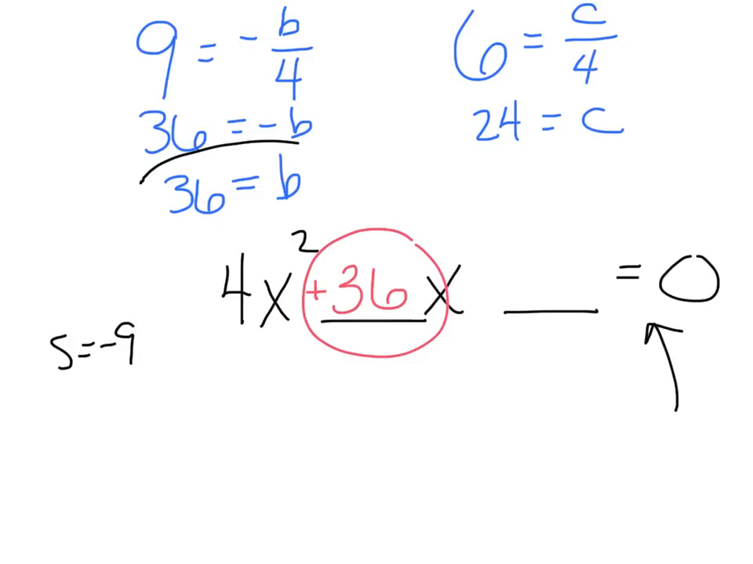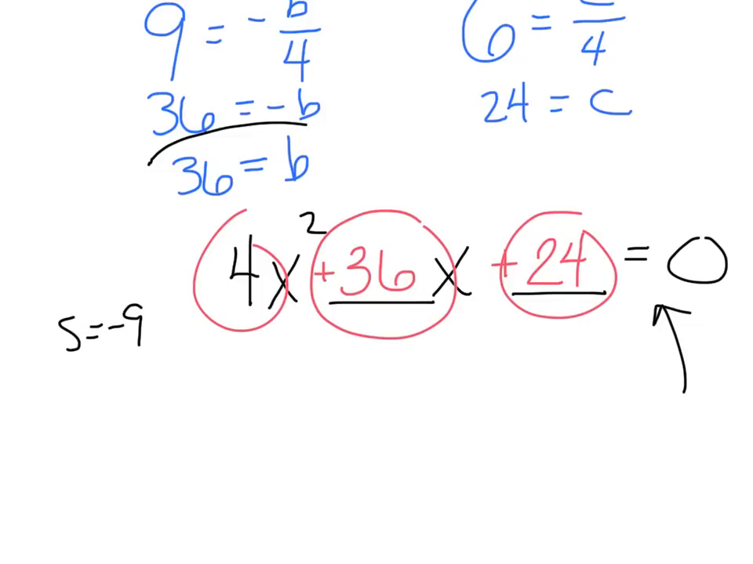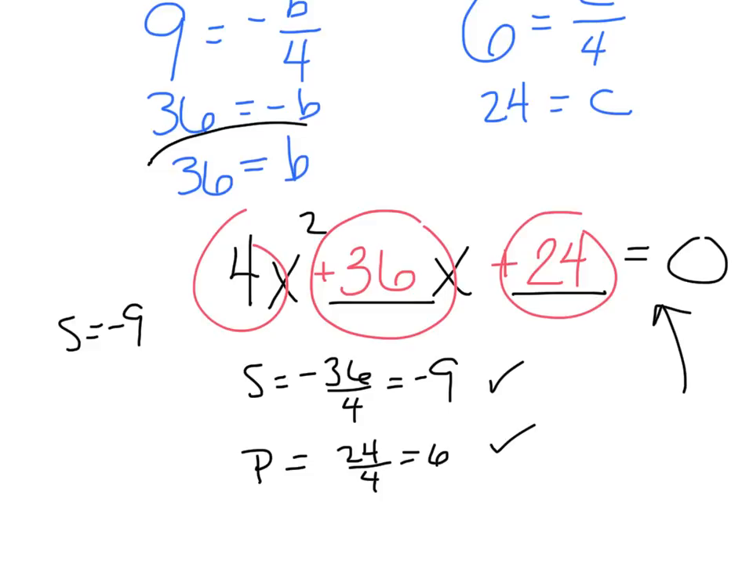Hopefully positive 36. And my C value is also going to be positive 24 because I want the C over the A to get me 6. So again, you could put any number you want in for A to get different versions, and you could quickly check it. If you do negative 36 over 4, do you get -9? Sure. If you do C over A, 24 over 4, do you get positive 6? Sure. And it's real easy to check.